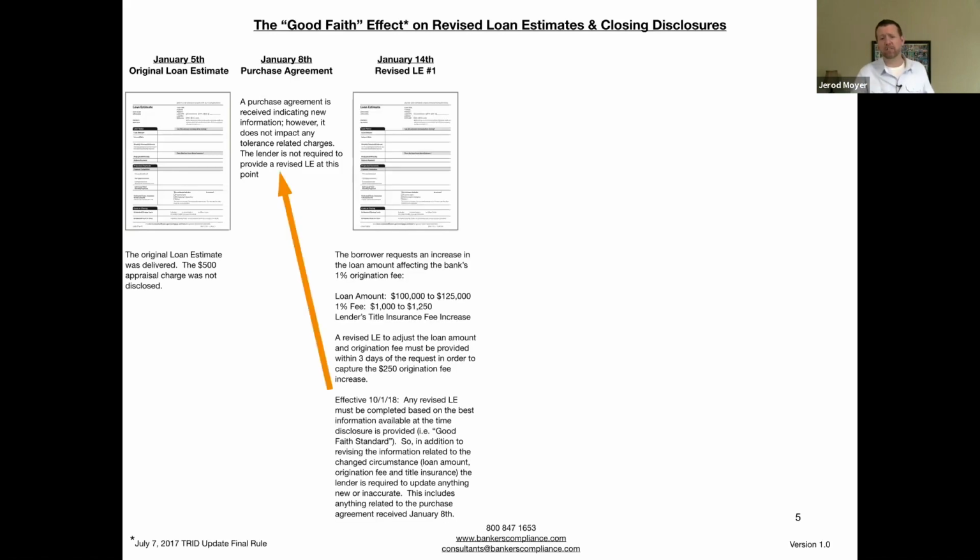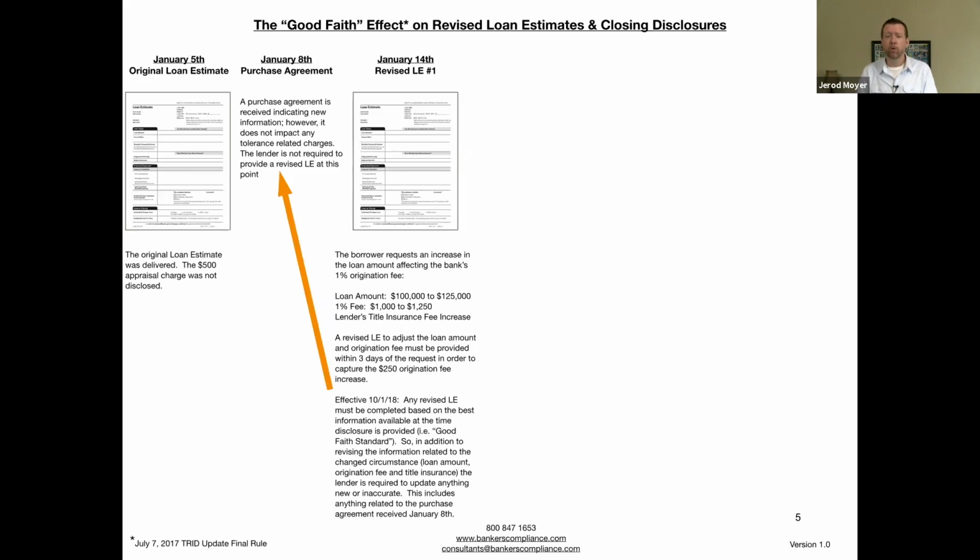On January 14th, what we learn is that the borrower wants to increase the loan amount. They want to go from 100 to 125,000. So it's a borrower requested change circumstance. Now, at my bank, what we do is we charge a percentage-based origination fee, 1% of the loan amount. We want to be able to capture the additional origination fee income that comes with the borrower increasing their loan amount from 100,000 to 125,000. That's an extra $250 of income. Okay, we're going to try and get that.